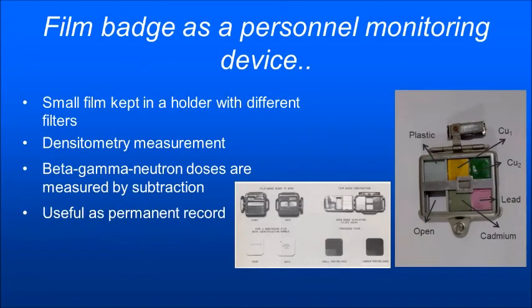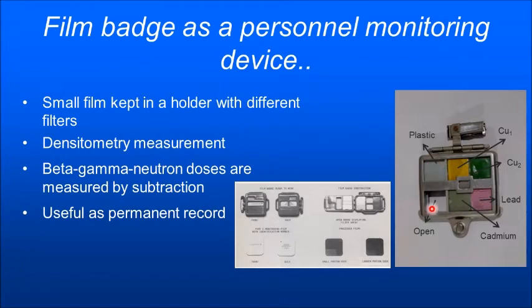Let us look at the film badge as a personal dosimeter device. It's a small film, something like the dental film, kept in a holder with different filters. It's actually double-sided film, it's not one side. Both sides are coated. One is fast film, one side is slow film.